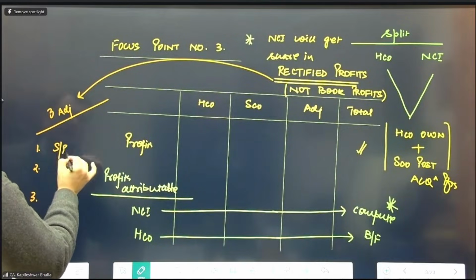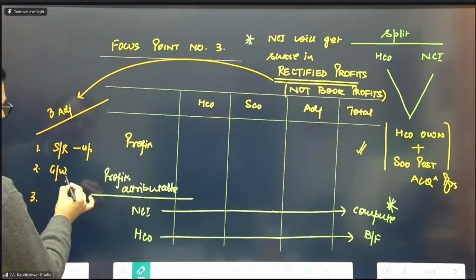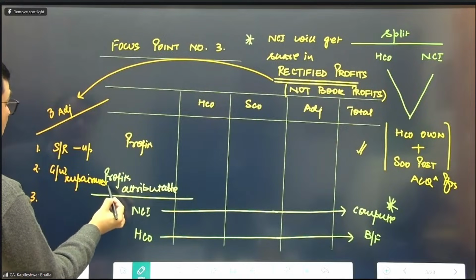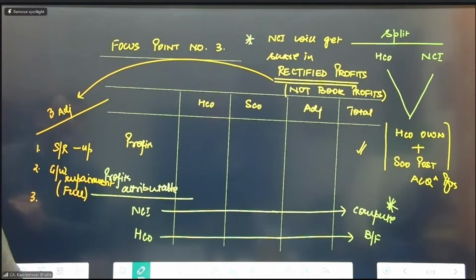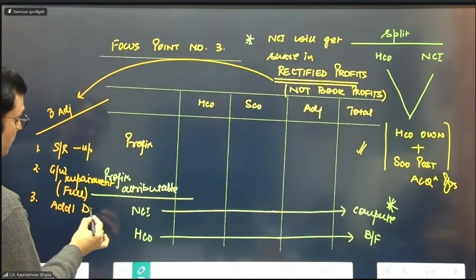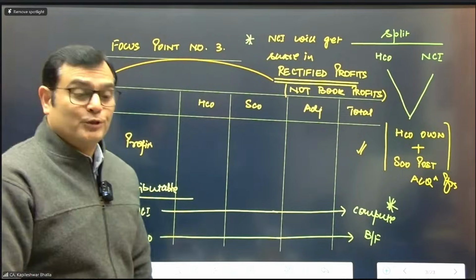One is the stock reserve, which is upstream. One is the goodwill impairment, but this is going to be only if the goodwill is full. And the third one is making a reduction on account of additional depreciation due to fair value adjustments. I think let me connect the dots.